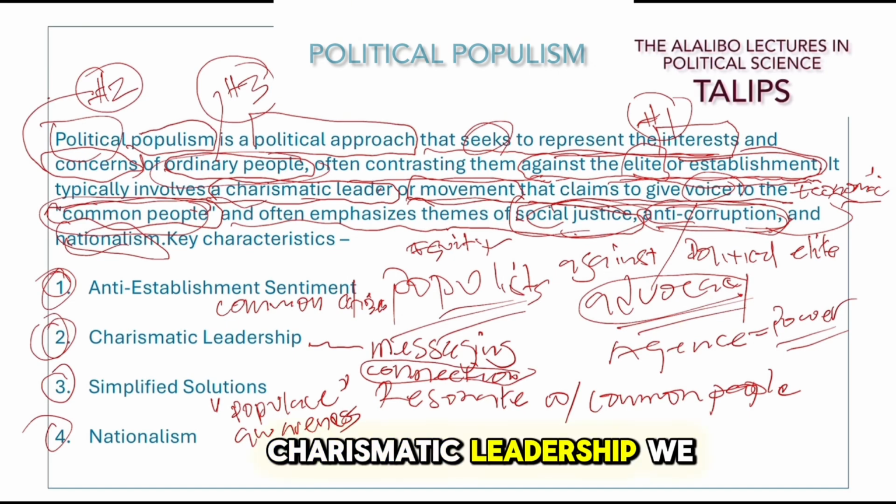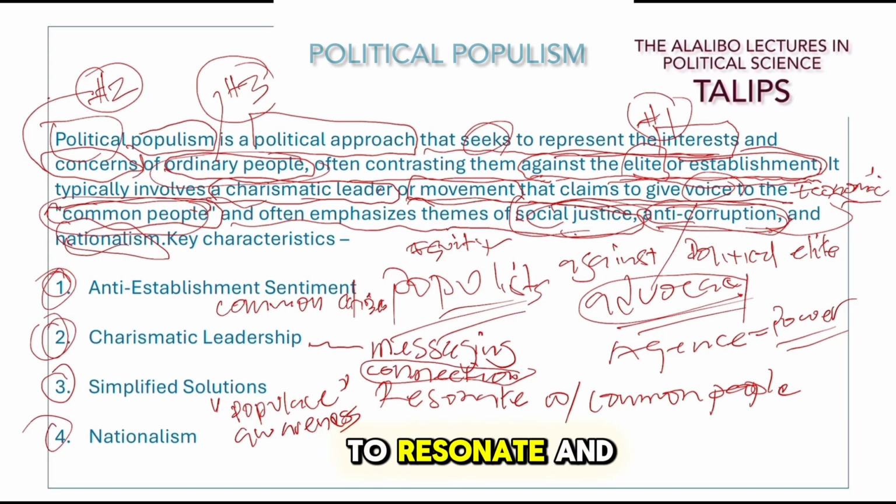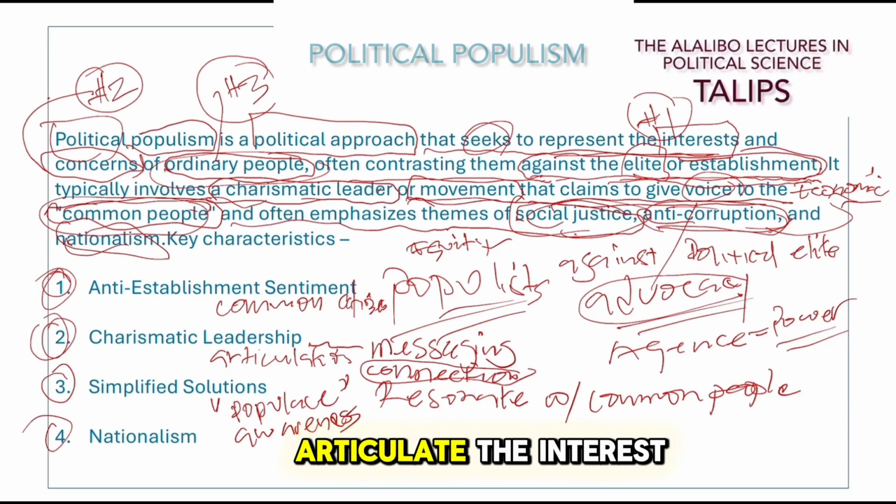Charismatic leadership, we just talked about that, for the messaging, for the connection, for the messaging to resonate and to connect. And that's how you get the buy-in of the population, right? When you have somebody that can articulate, right? So let's put that here, articulate. Articulation is very important here. Articulating the interests and needs of the people is very critical.